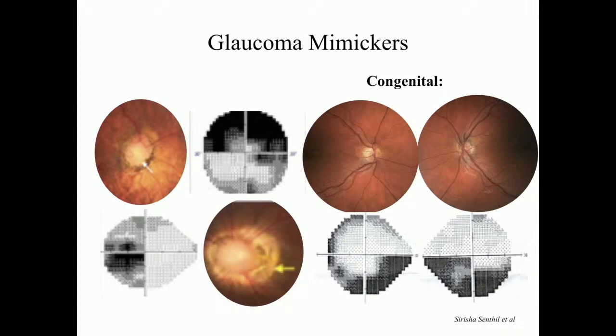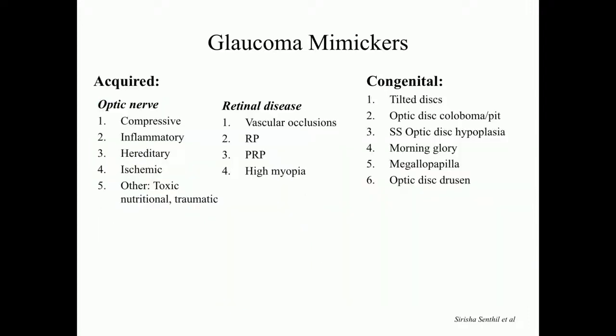This here on the left top side is an inferior optic nerve coloboma, giving you that visual field deficit that looks glaucomatous. This here is an enlarged blind spot from a morning glory, which, blind spot is not really typical of glaucoma. This here is a superior segmental hypoplasia that's giving you those inferior visual field deficits.